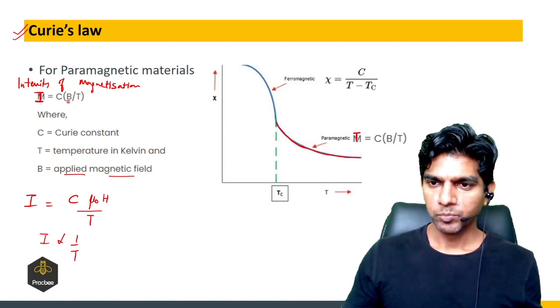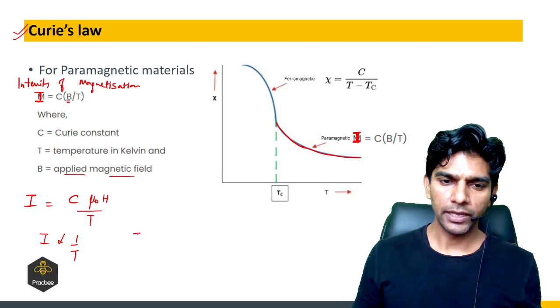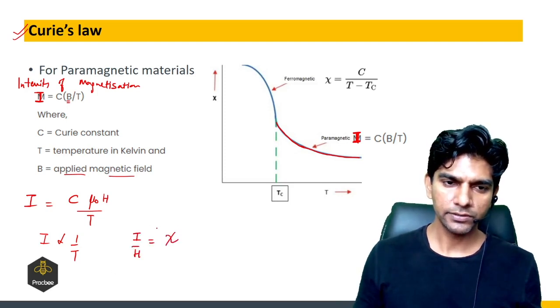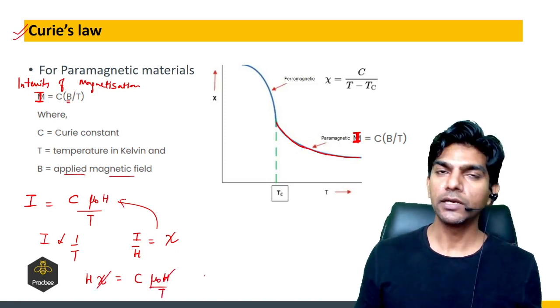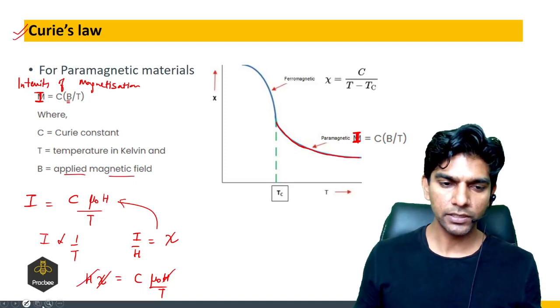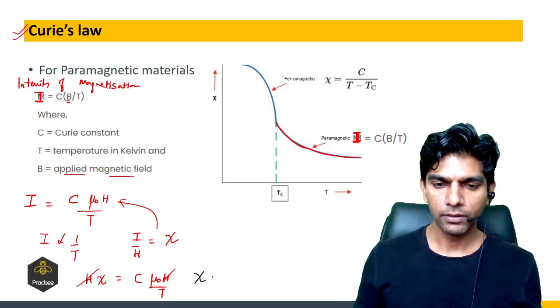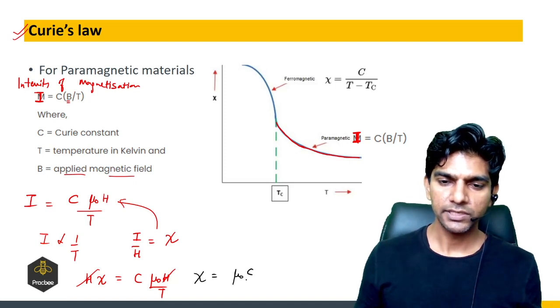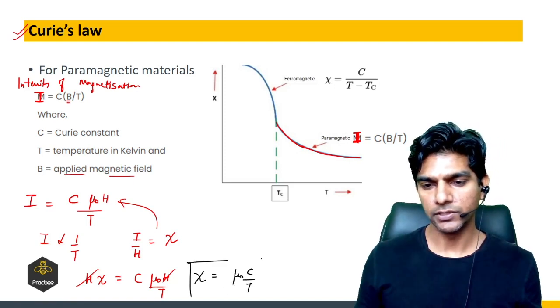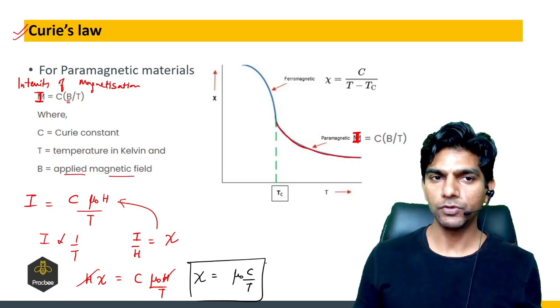This is I. And we know that I by H is the magnetic susceptibility. So if I substitute this value in this equation, I can write H times chi equals C mu naught times H by T. So H will get cancelled out, and chi, the magnetic susceptibility, will be mu naught times C by T. So you can remember this formula as well. This is the formula for paramagnetic material.